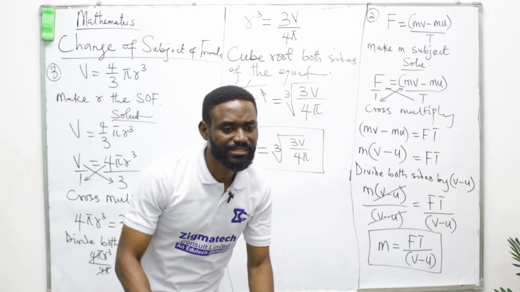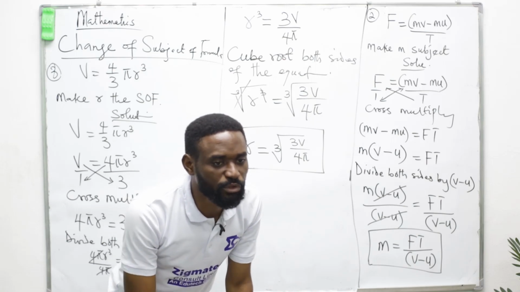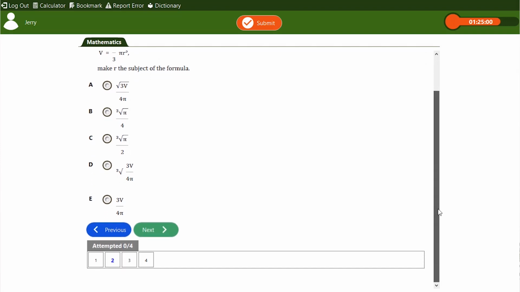So our correct option is option D. Cube root of 3V all over 4 pi. All right. So I think we have 2 more things to do here and we are done for the day.